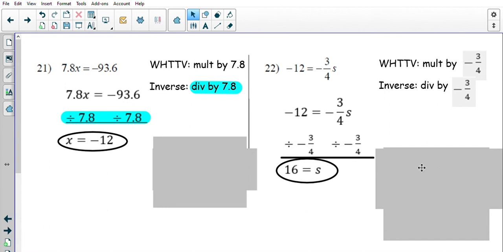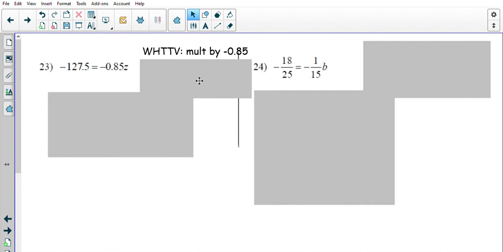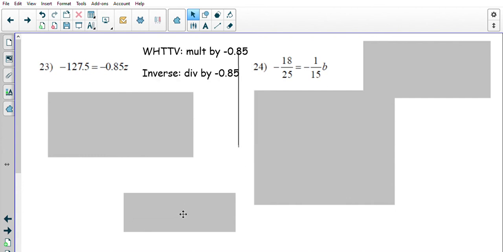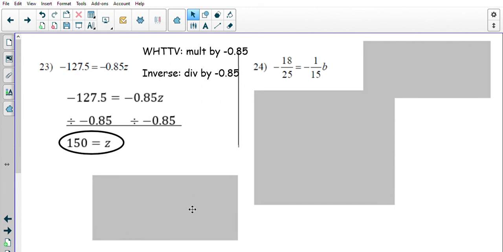All right, 23 and 24. We've got 4 more questions to take a look at. Number 23, we have -127.5 equals -0.85 z. What's happening to the variable is we're multiplying by -0.85. The inverse is to divide by -0.85. So we'll do that on the left and right. In your calculators, plug in -127.5 divided by -0.85. Lots of decimals here, so be careful. You end up getting 150 equals z.